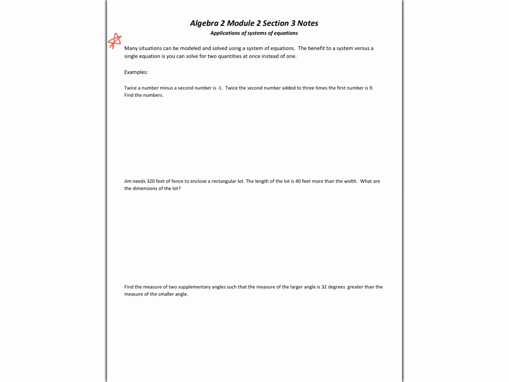So for the first example, twice a number minus a second number is -1. Twice the second number added to 3 times the first number is 9. Find the numbers. So let's identify that we have two different variables here.